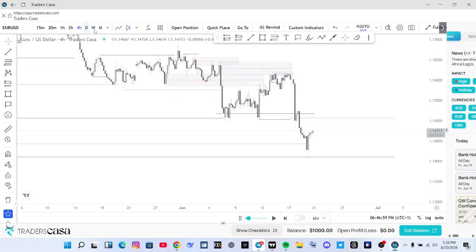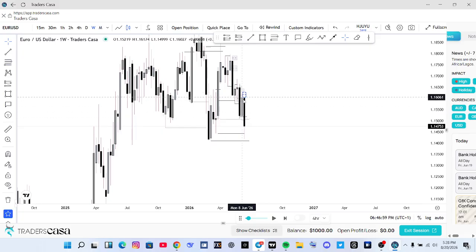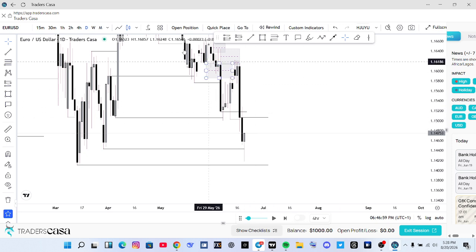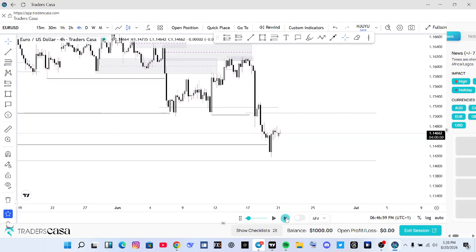Nothing will happen again. Let's see what weekly looks like now. Weekly close bearish, and then a daily retracement might happen around any of this zone here. Price might come to this zone or come to this extreme to begin another move. So let's see.